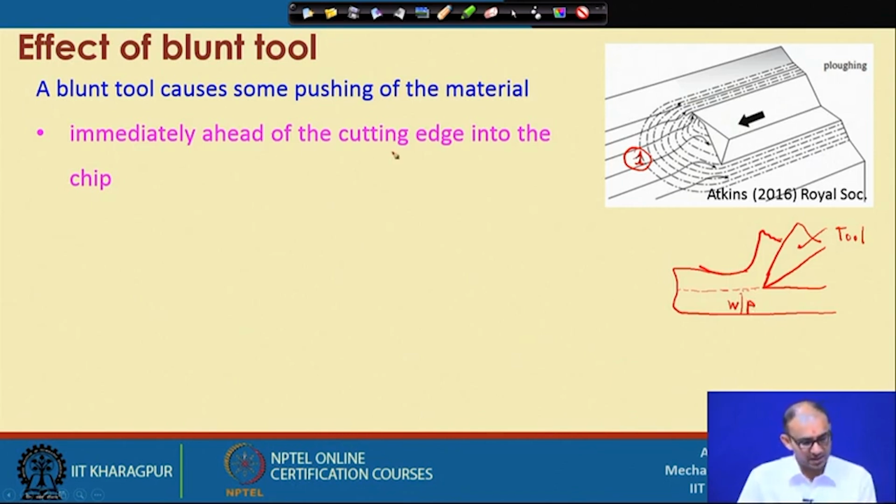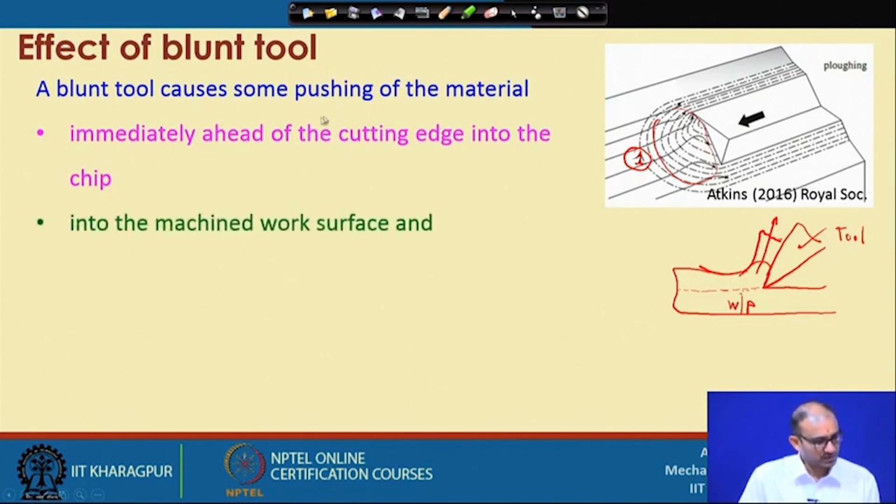So, this is immediately ahead of the cutting edge into the chip. Whatever this portion is there, this portion will be here. And when it continues, some of this part will come out as a chip, while some of them will be moving here and there, that we will see in the next 2-3 topics, right.